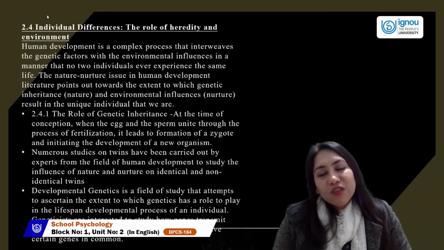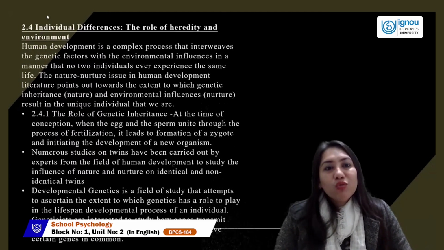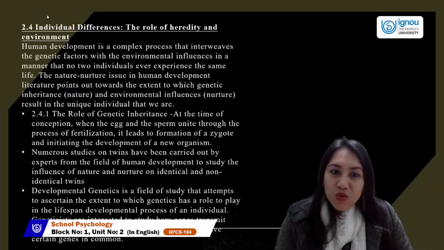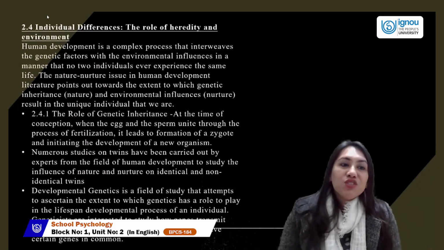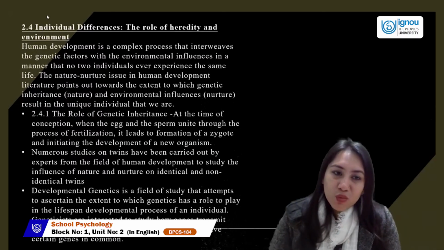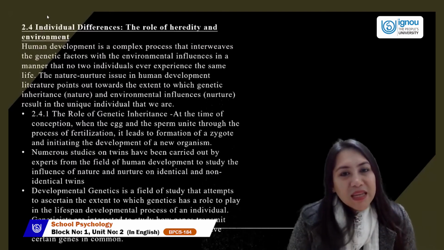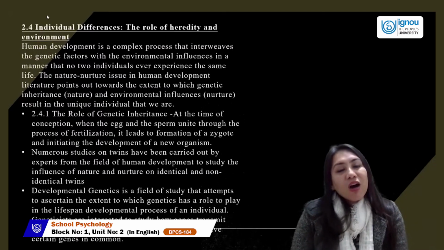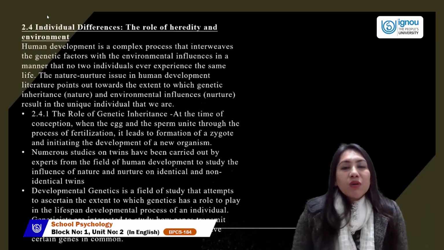So, human development is a very complex process. We need to know it is not a smooth process, but it's progressive. It interweaves the genetic with the environmental influences. So, we need to know that neither of the two can have a higher influence. They are working as an interplay.